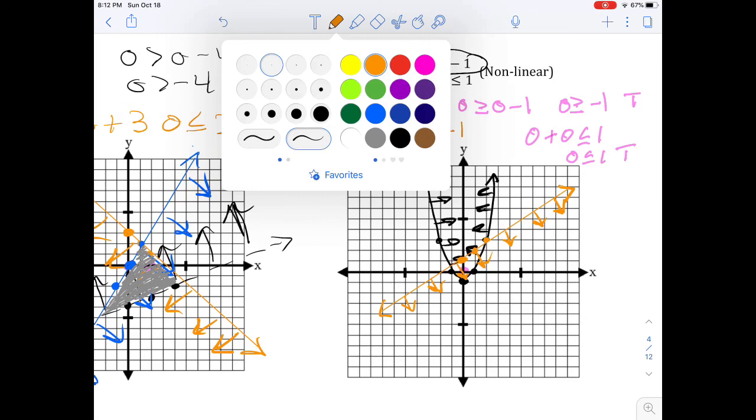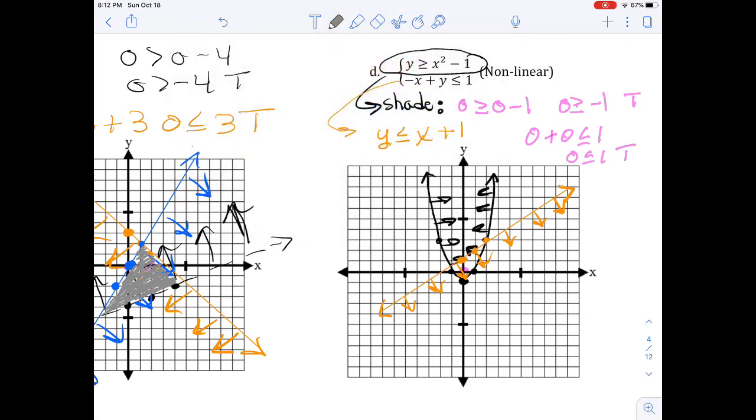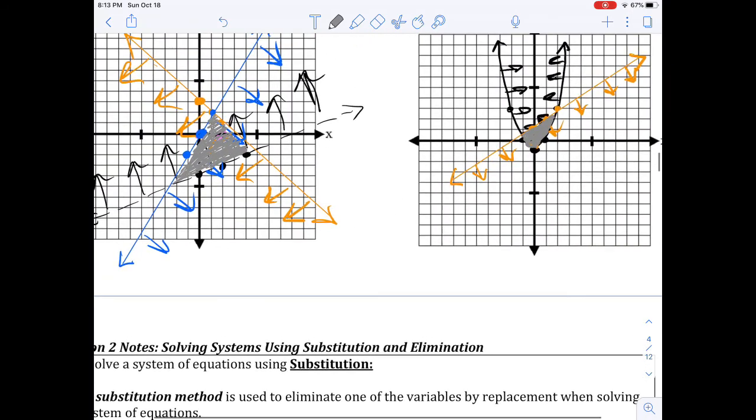So where is our solution? Well, our solution is going to be below that line, but inside of the parabola. So it's this region right here, this tiny little section. All right? And that is the end of the first lesson.